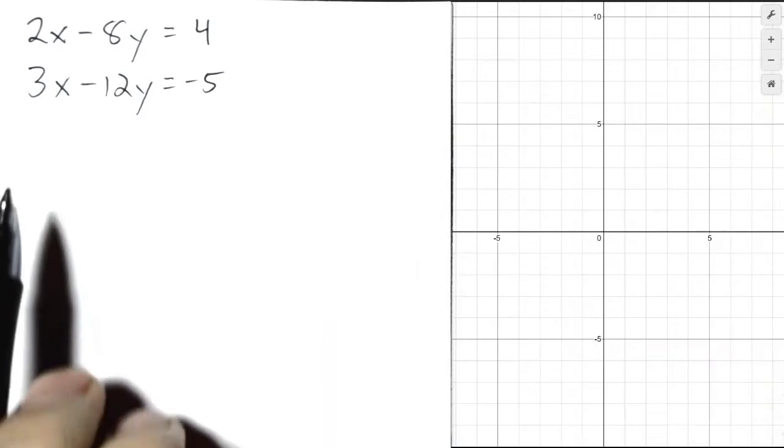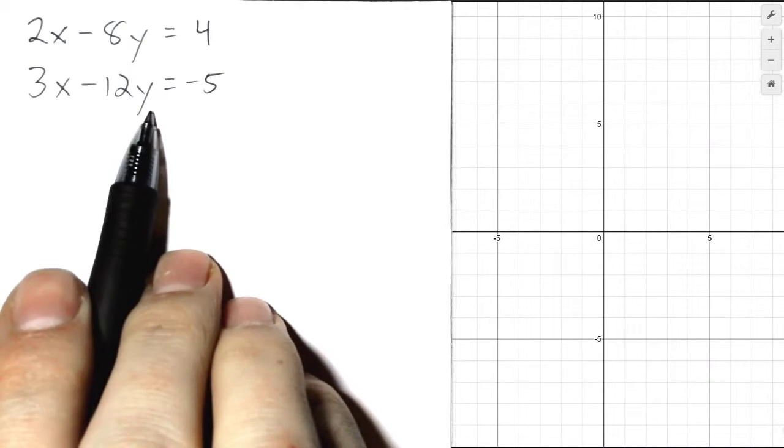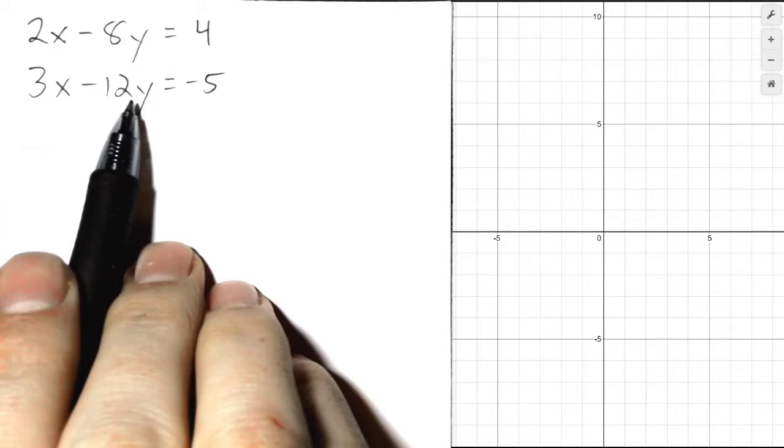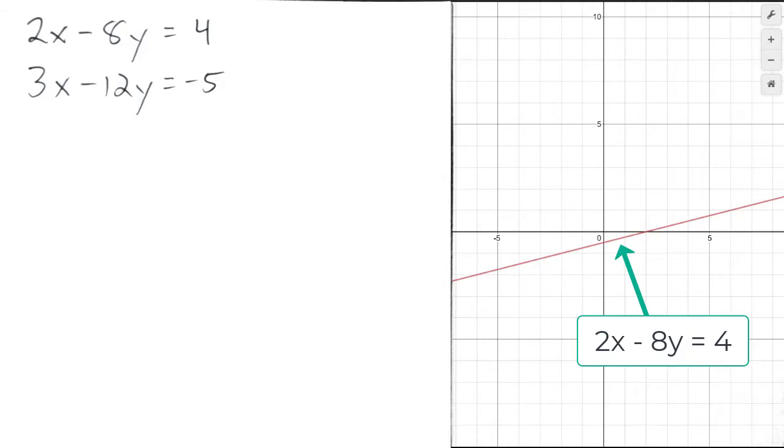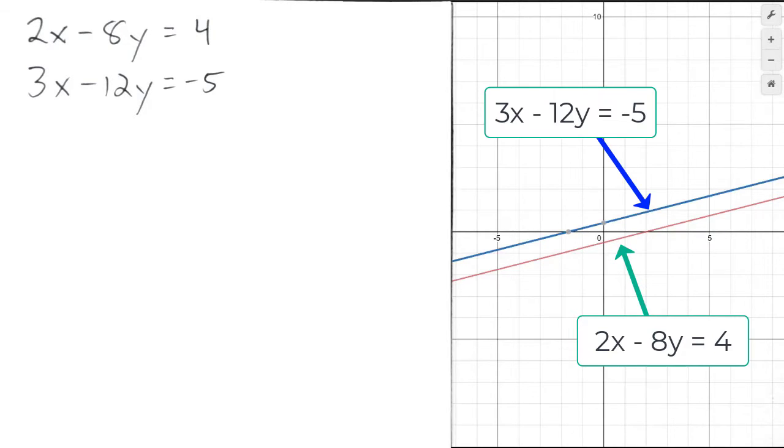We're looking for pairs of numbers x comma y that satisfy both equations at the same time. Well, if we look at the graphing method, if we go ahead and graph these equations, and I'm just going to use some software to do it very quickly, but you should be able to do this by hand. All right, let's graph that top equation, 2x minus 8y equals 4. Okay, we get this green line right over there. And if I graph the next equation, 3x minus 12y equals negative 5, I get this line over here.